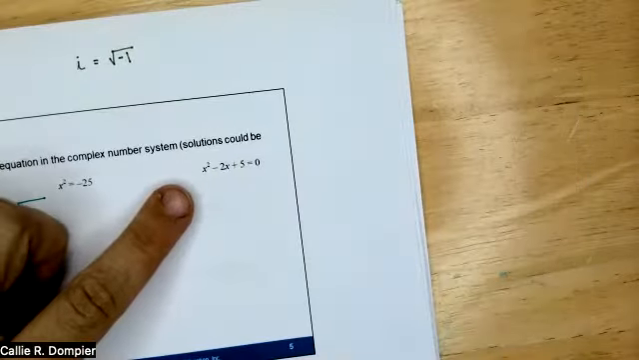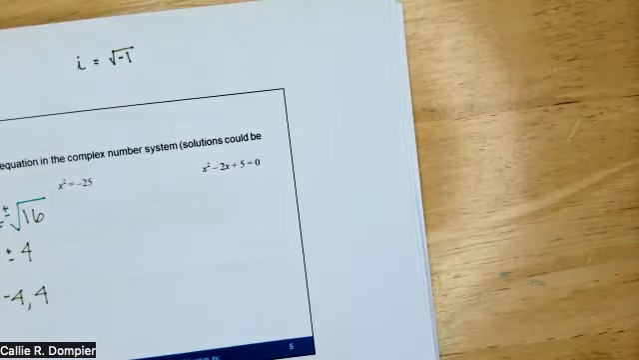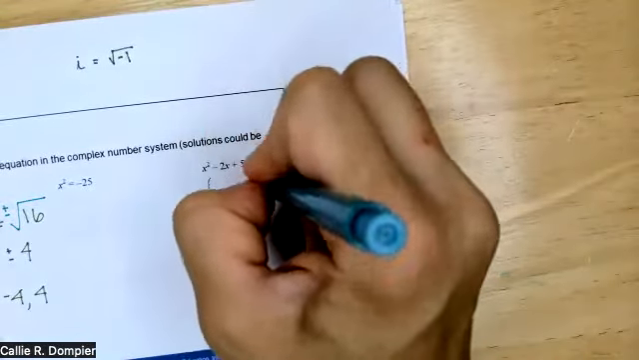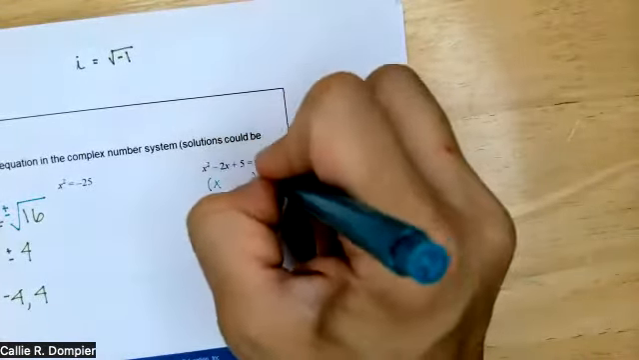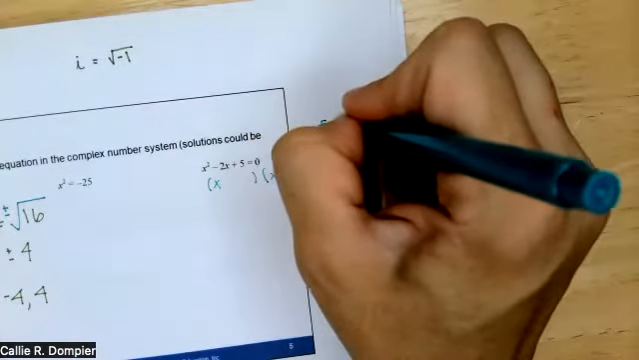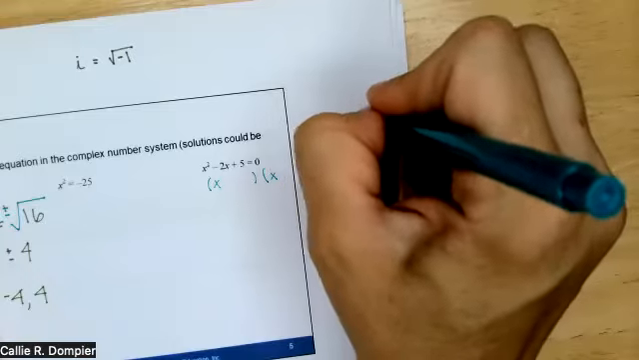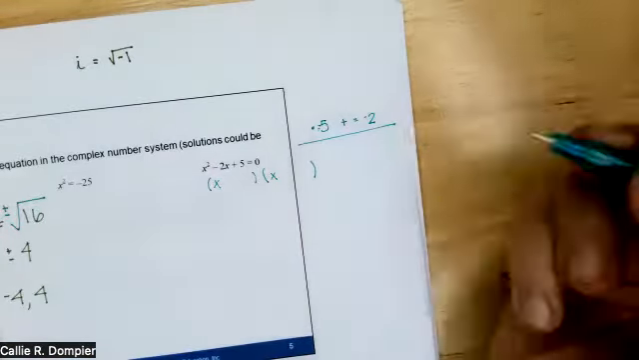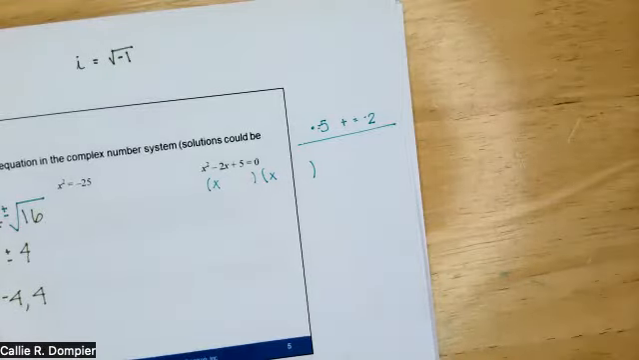Our last one is x squared minus 2x plus 5. We're just solving for x, right? So we can try to factor it. It would be x times x. Is there anything that multiplies to equal a positive 5 and adds to equal a negative 2? There's not, right? So we can instead do the quadratic formula.